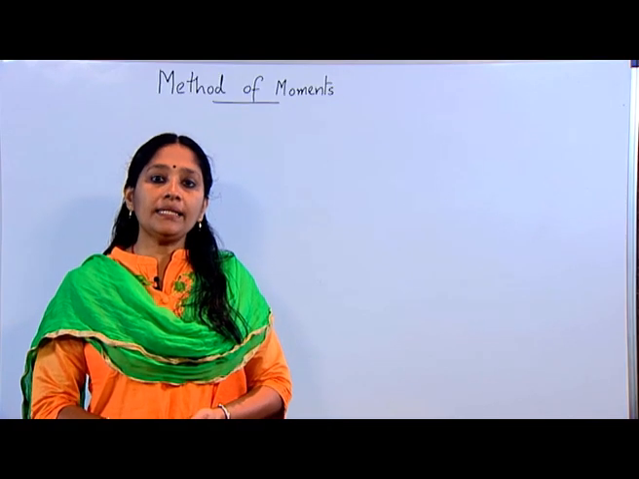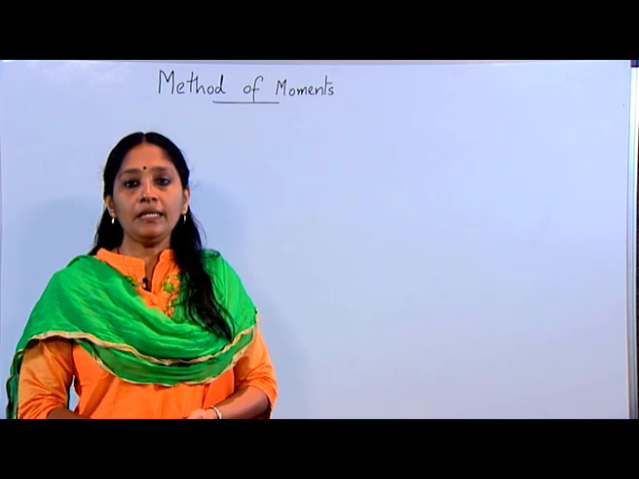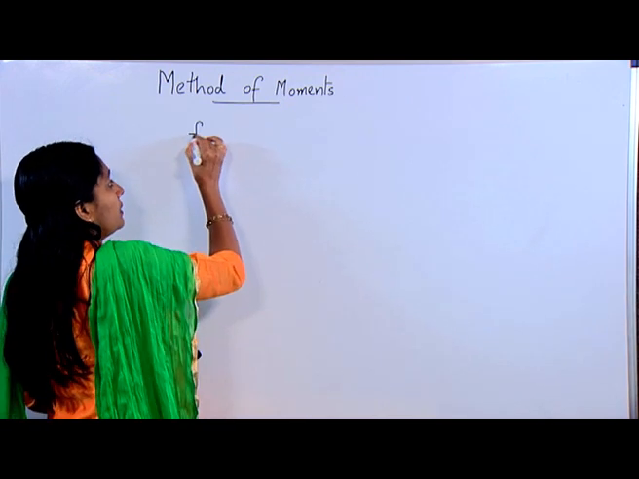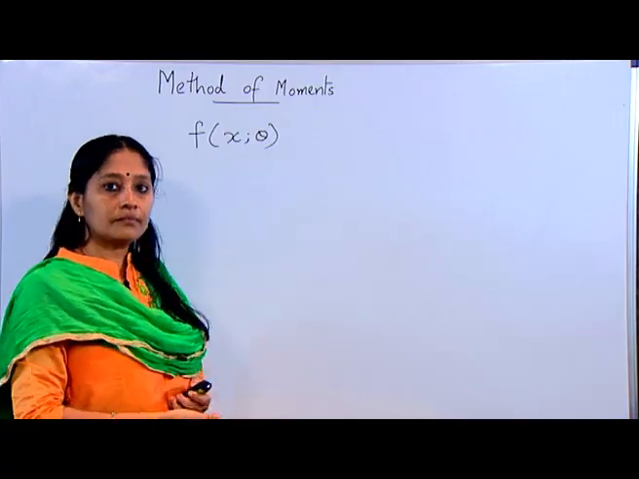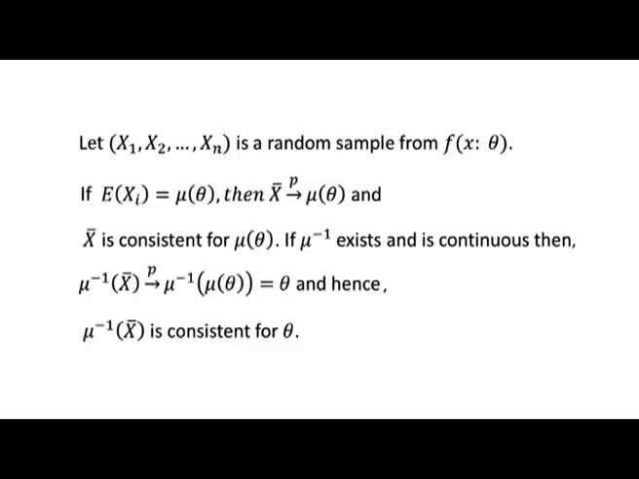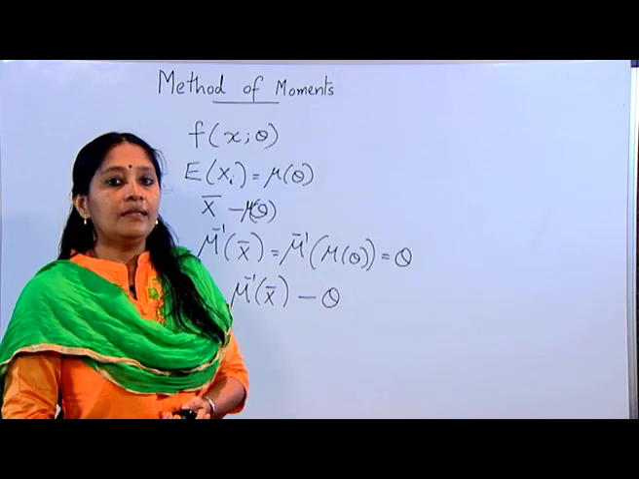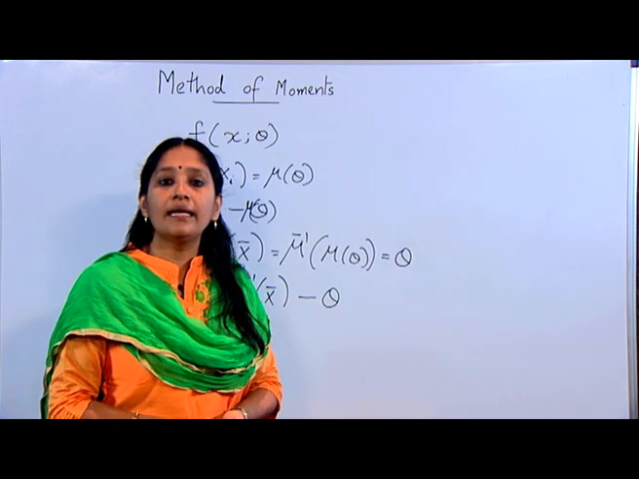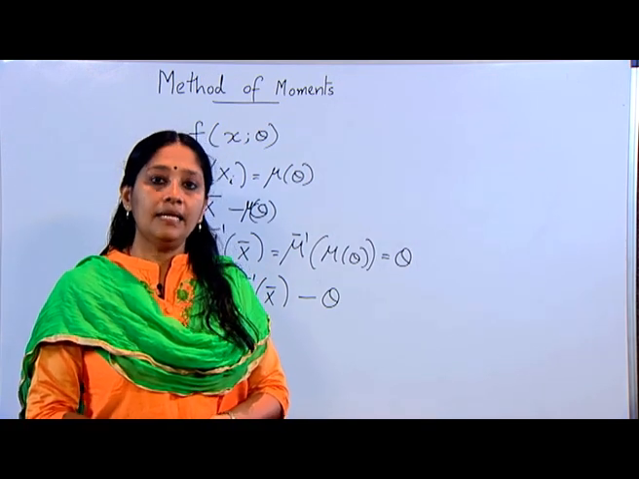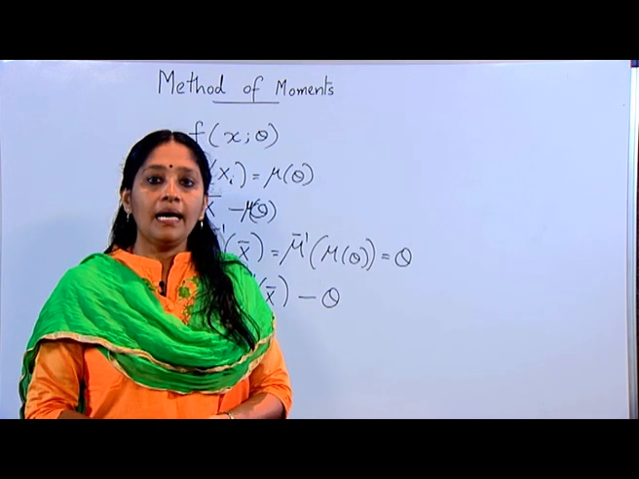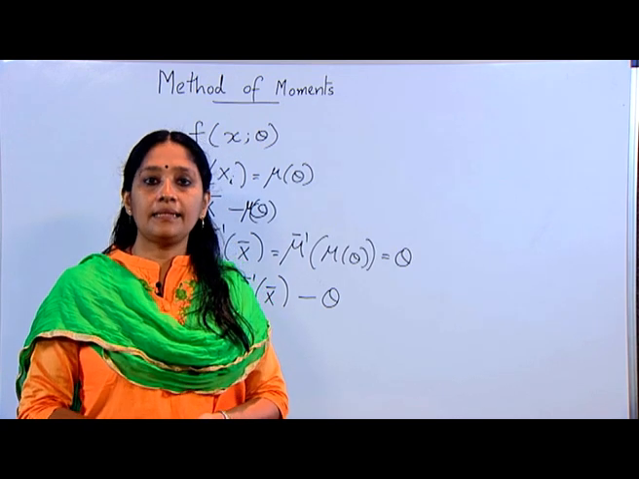Hence, let X1, X2, etc., Xn be a random sample from the population with density function f of x comma theta. If expectation of Xi is equal to mu of theta, a function of theta, then X bar converges in probability to mu of theta and X bar is consistent for mu of theta. If mu inverse exists and is continuous, then mu inverse of X bar converges in probability to mu inverse of mu of theta, which is equal to theta, and hence mu inverse of X bar is consistent for theta. This uses the weak law of large numbers and the definition of consistent estimators. This is the basic idea of method of moments, and solving the moment equation we get consistent estimators.